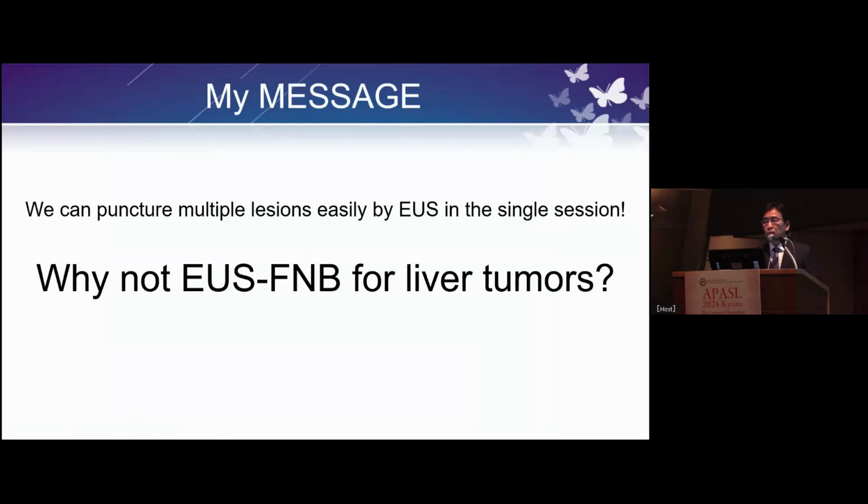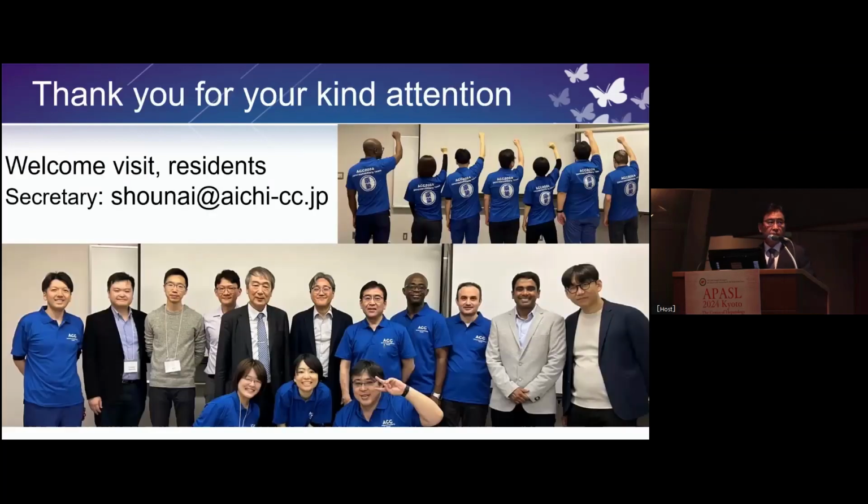Lymph node, or multiple metastasis, or ascites, or dissemination, or another tumor. In only one single session, we can puncture all regions. So EUS is nice compared to the percutaneous approach. So why not? My message is, why not EUS-FNB for liver tumors? Thank you for your kind attention.